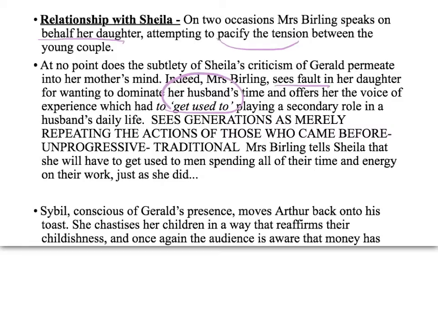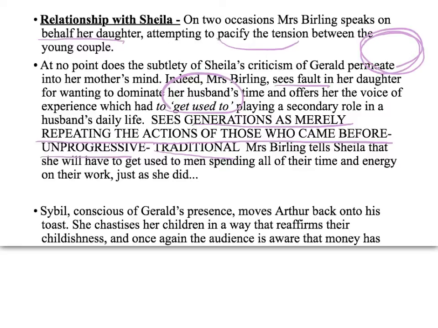Mrs. Birling thinks that generations merely repeat the actions of those who came before, so it's just a cycle of repeated activity. But that's not what Sheila wants. Sheila says to her mother, no, she won't get used to it. Sheila is not going to be unprogressive. Sheila is not going to be traditional, and that's quite hard for Mrs. Birling to accept, but Sheila says it. So you have to remember that gives us an understanding that there is capacity within Sheila to change, and we see that throughout the play as she changes in terms of her moral outlook on life.